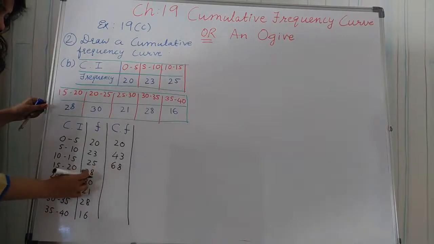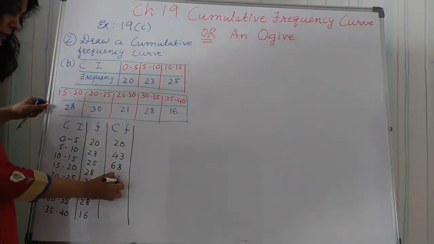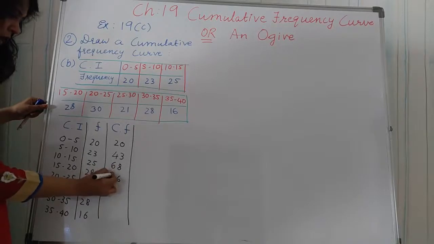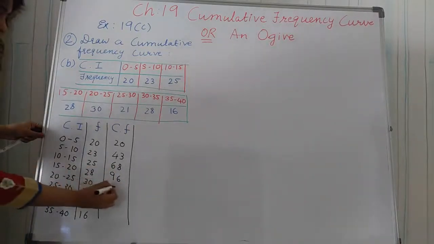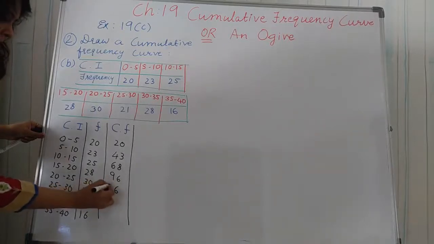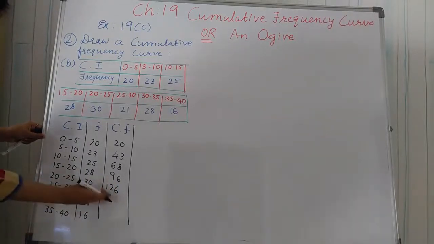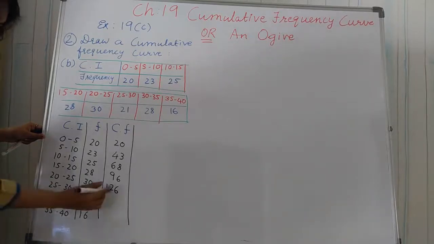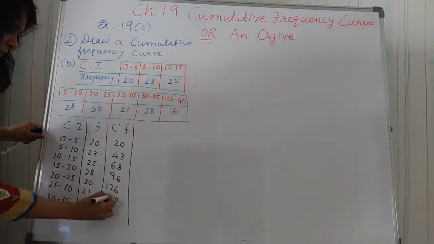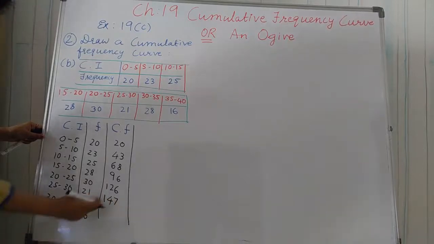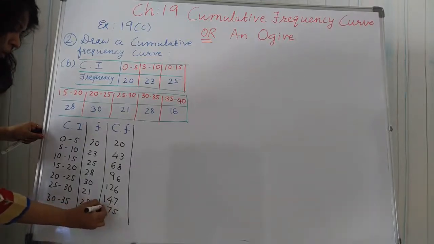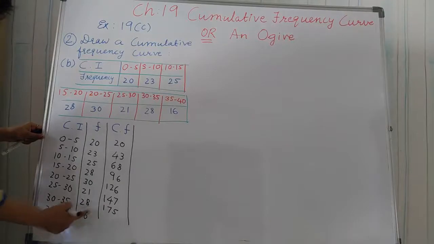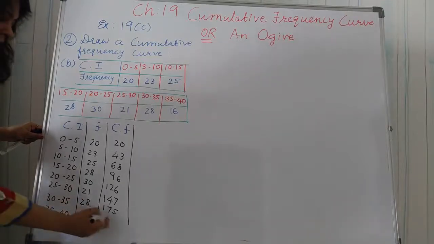Now 68 plus 28, so we write 96. 96 plus 30, so here 126. 126 plus 21, so I write 147. 147 plus 28 is 175. And 175 plus 16.